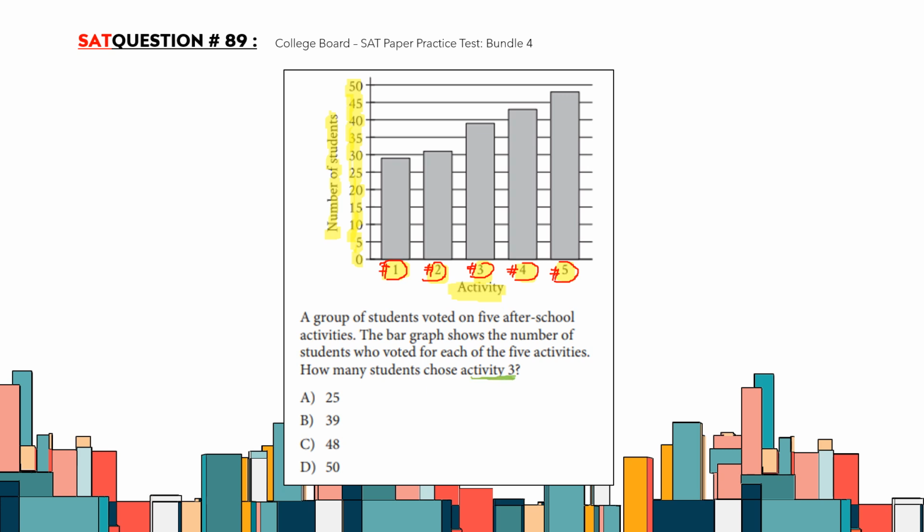Which one is choose activity 3, right? How many students choose activity 3? These are the keywords. Activity 3 here. What we're looking at is activity 3, this one. And how high is this? In between 35 and 40. So you have to find what number is in between 35 and 40. It's right up here. So this is between 35 and 40. So B is the correct answer.